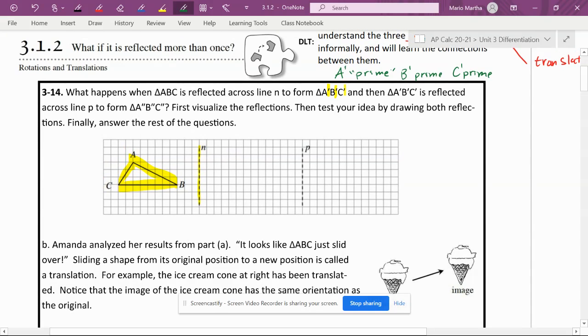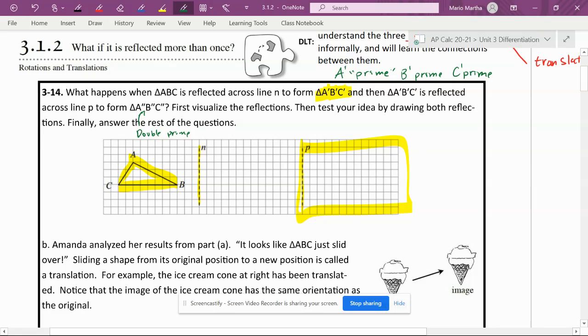Then triangle A prime, B prime, C prime is reflected across line P. So we're going to do that one more time and reflect the same way. The reflected triangle is going to end up somewhere in this area, and that one's going to be double prime. When you see two of those marks, we call it double prime. So that's a double reflection.